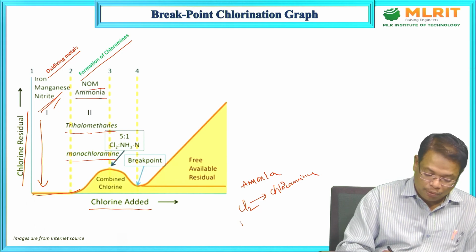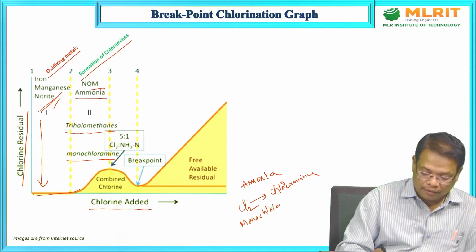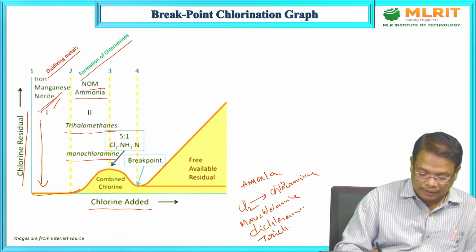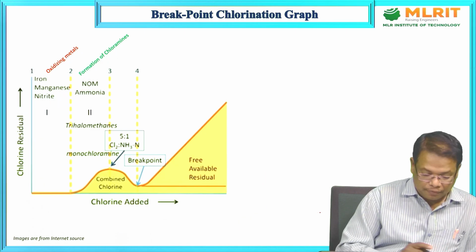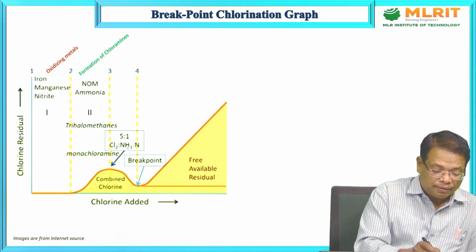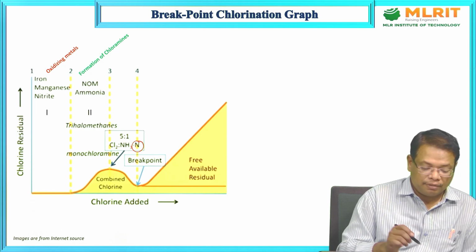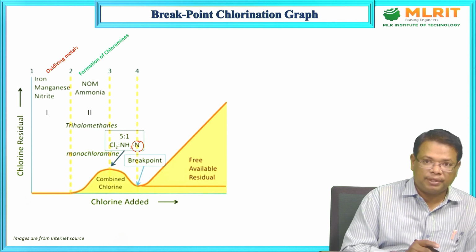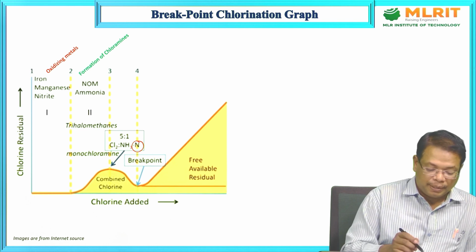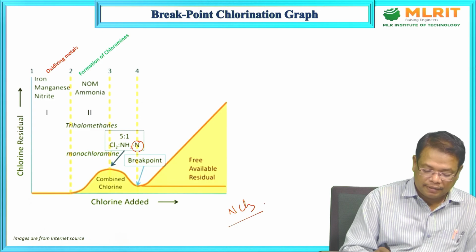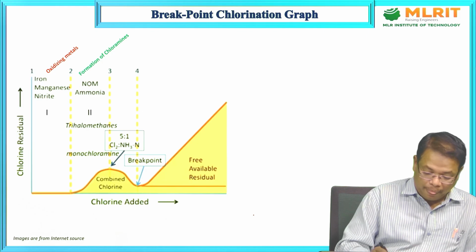What are they? Monochloramine, dichloramine, and trichloramine. So this is the ratio 5:1, Cl2 to NH3 and N. Once the ammonia is saturated, the ammonia becomes completely NCl3. Then finally the addition of Cl2 gives N2 gas.